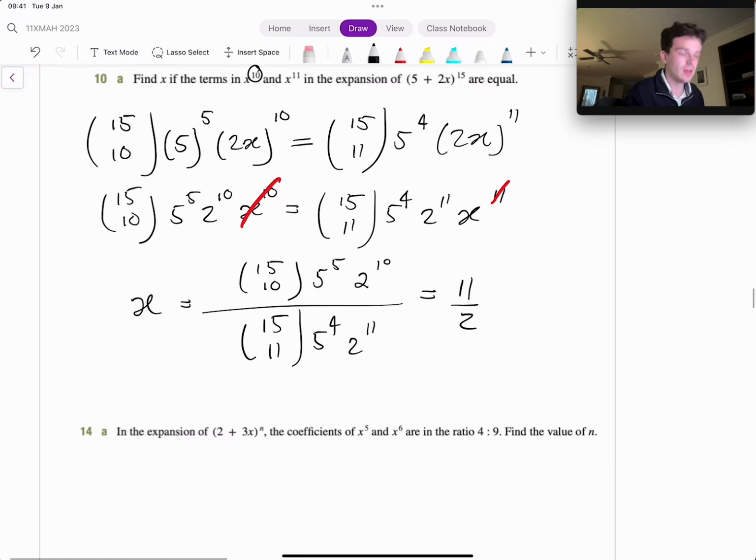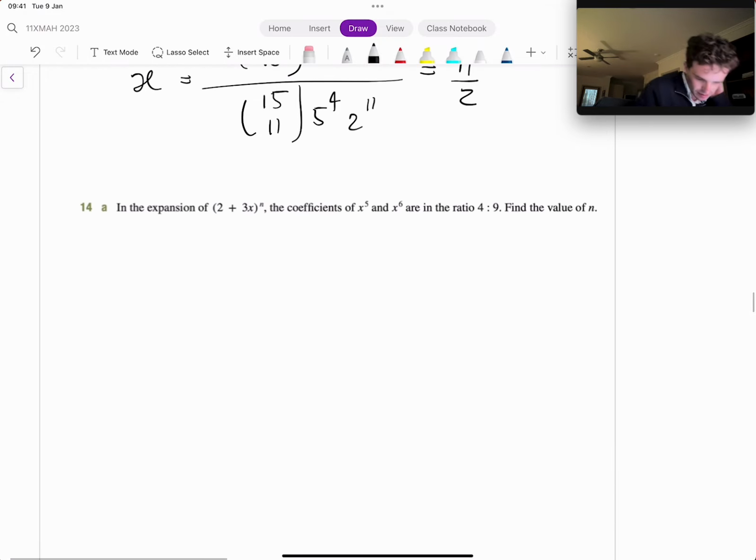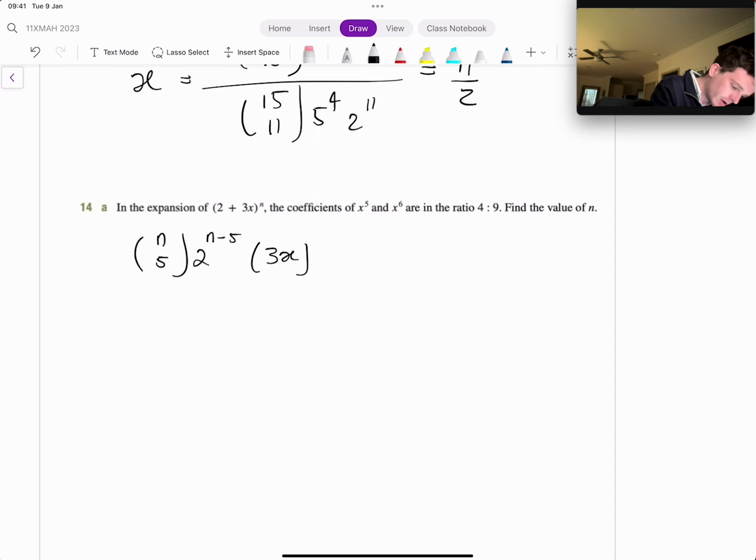Okay. So we've got in the expansion of (2 + 3x)^n, the coefficients of x^5 and x^6 are in the ratio 4 to 9. So let's figure out, first of all, the coefficient of x^5. Well, it's going to be n choose 5 times 2^(n-5) times (3x)^5.